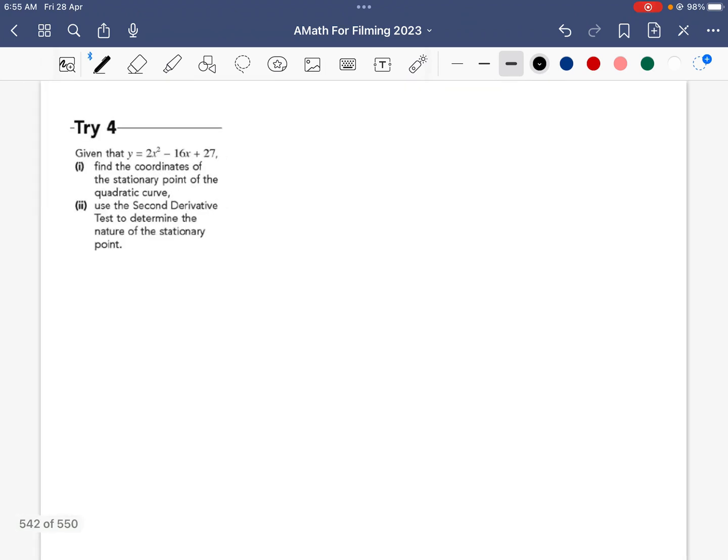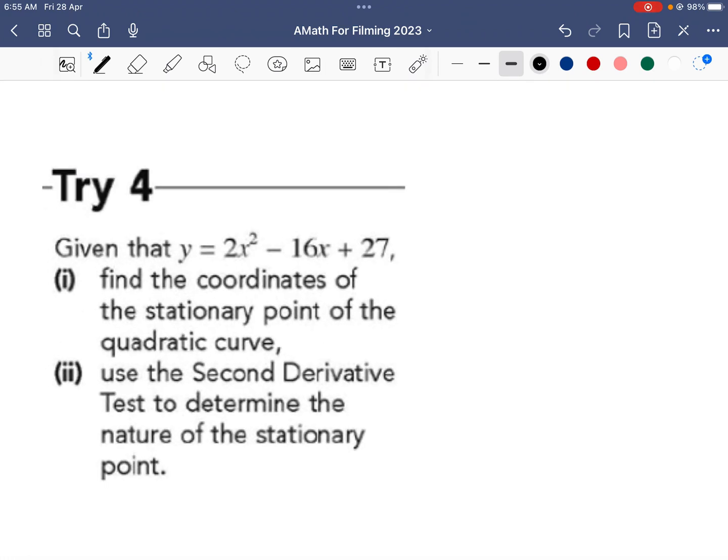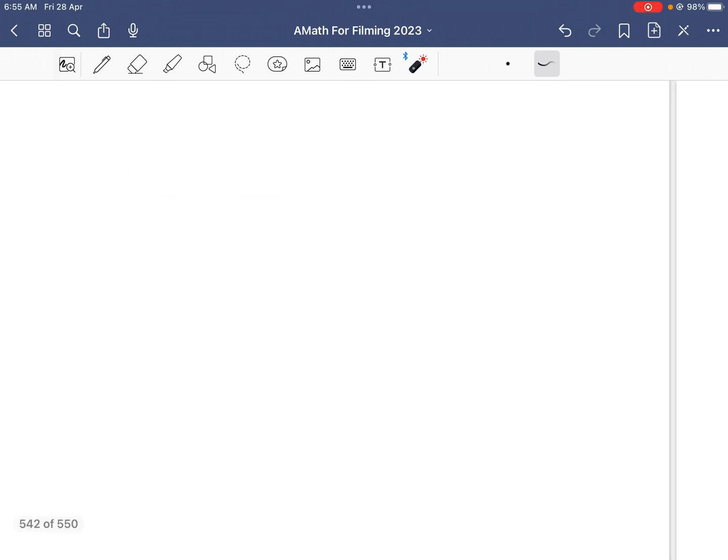Now, why don't we pause the video for a moment and try 4. Notice for try 4, what they have asked is for you to use the second derivative test to determine the nature of the stationary point. So do pause the video and try this out, and I will carry on with the solution in 3, 2, 1. Okay, let's go.